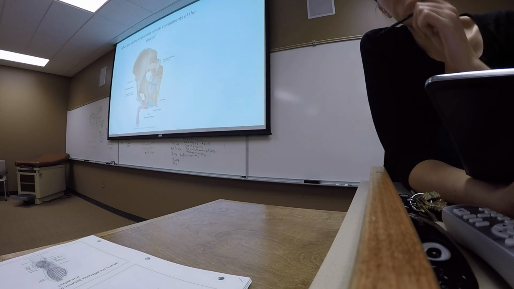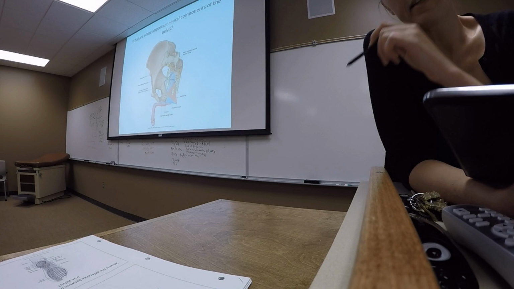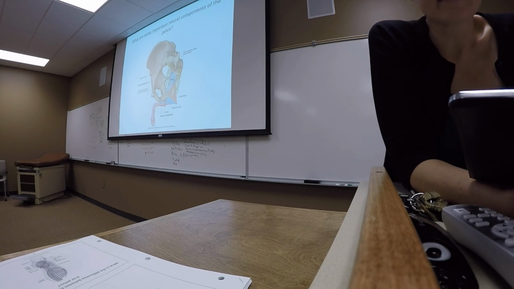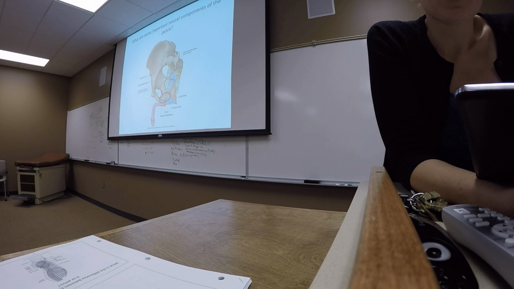Okay, another important neural component we need to consider is the prostatic plexus. Here, this mesh network around the prostate is the prostatic plexus.